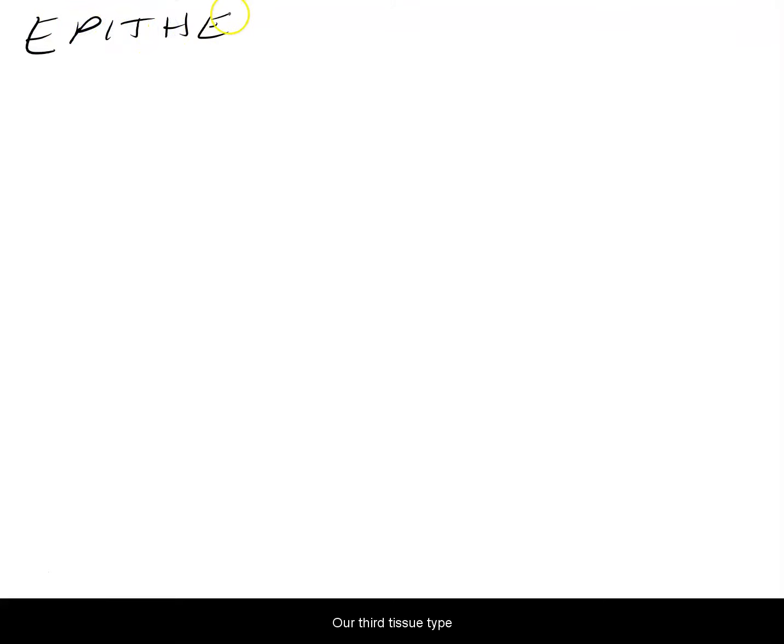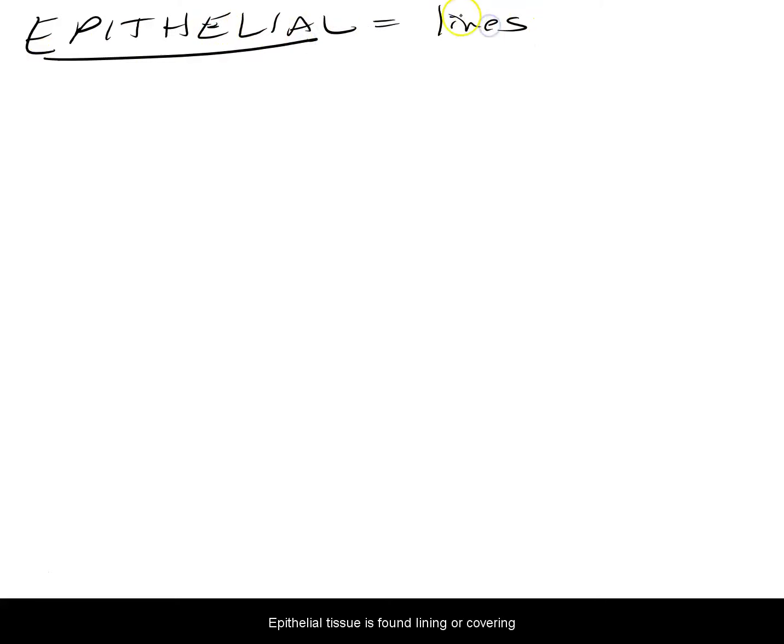Our third tissue type is called epithelial tissue. Now, epithelial tissue is found lining or covering pretty much everything in the body.